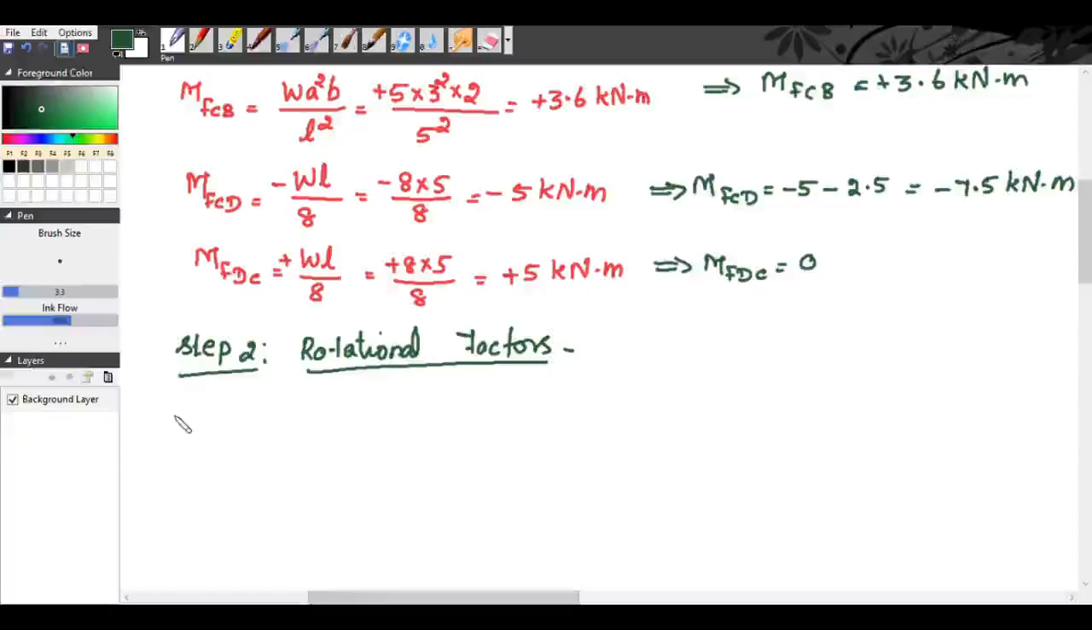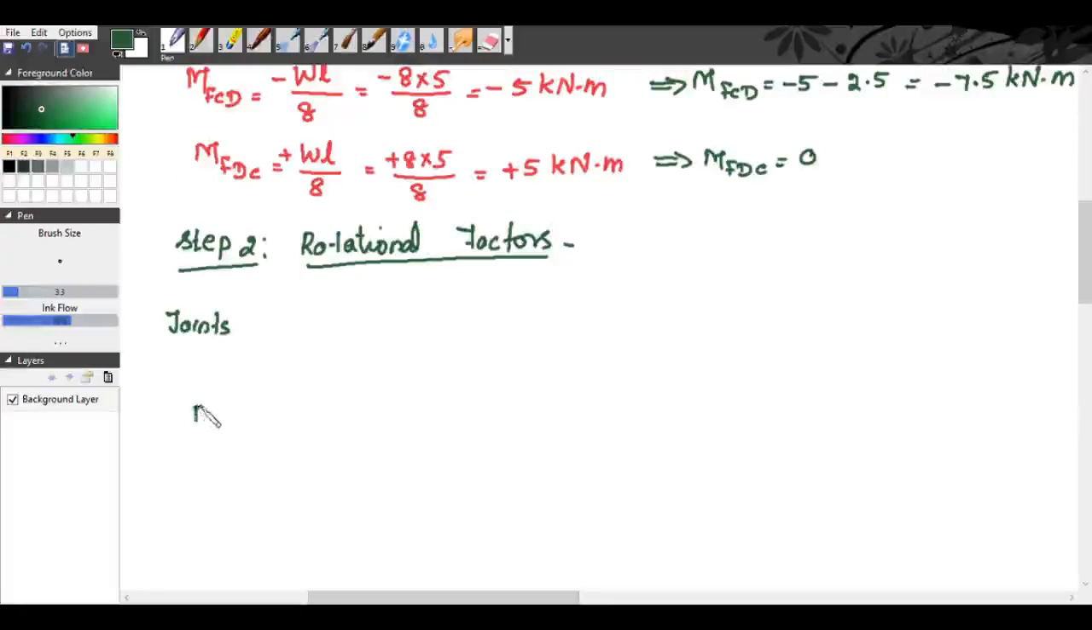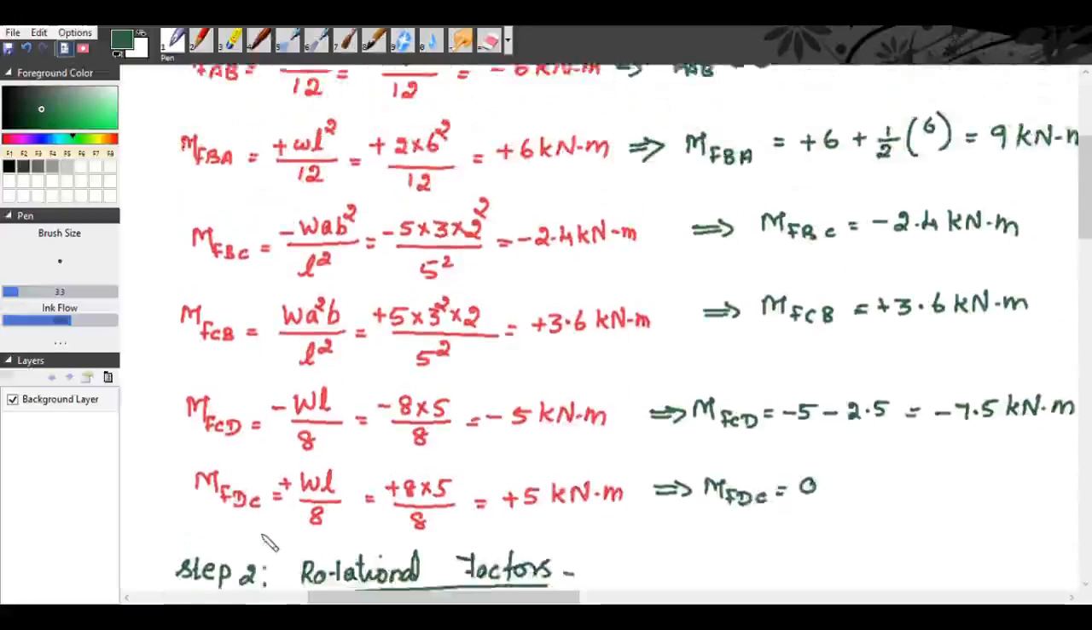The second step is determination of rotational factors. So first of all, we will consider the joints. We have two intermediate joints, B and C, that is, two joints where more than one member acts. So we have to find the rotational factors. At joint B, we have the members BA and BC. At joint C, we have the members CB and CD. You can see from the diagram.